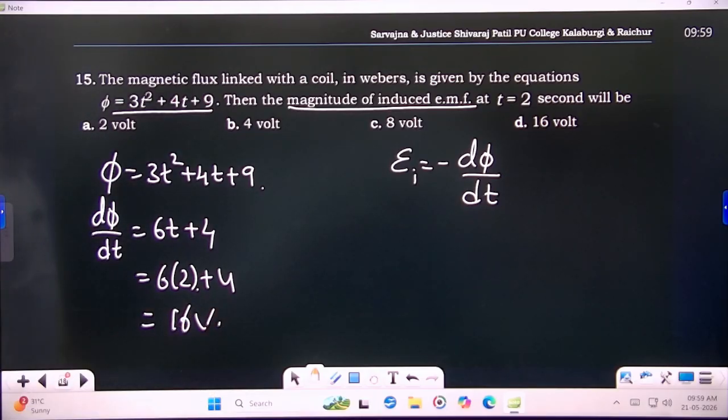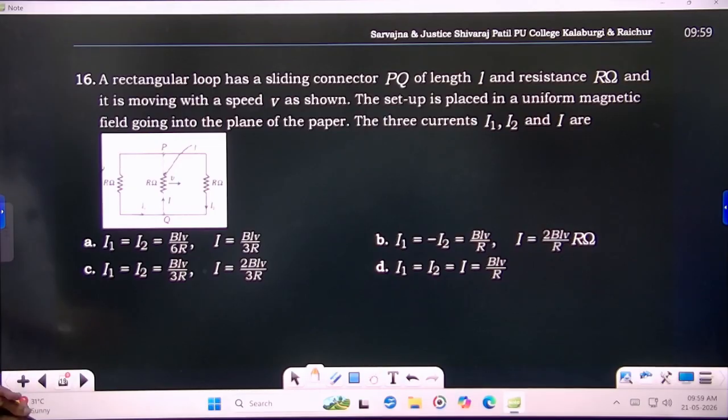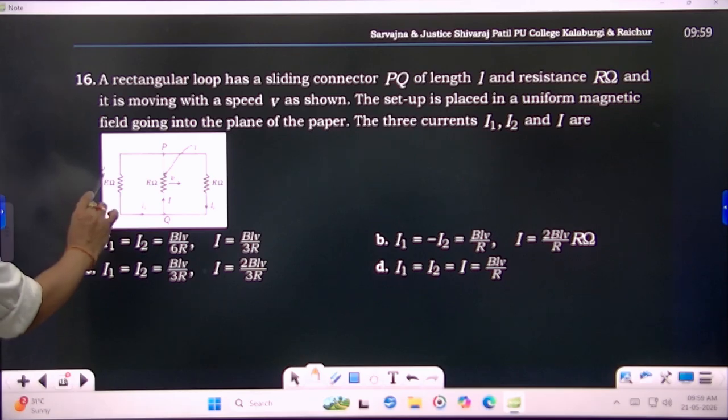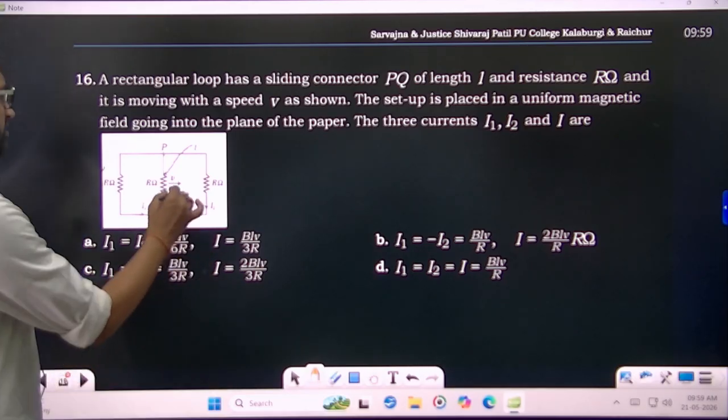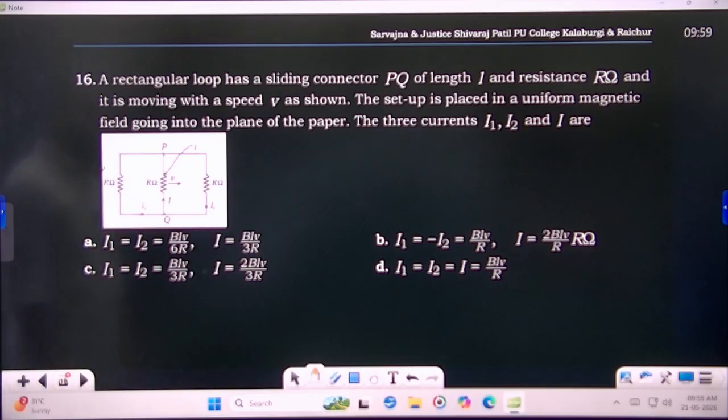Next, 16th question. A rectangular loop has a sliding connector PQ of length L and resistance R ohms. It is moving with a speed V. The setup is placed in a uniform magnetic field going into the plane. Then the three currents I1, I2 and IR. So let us go with this one.